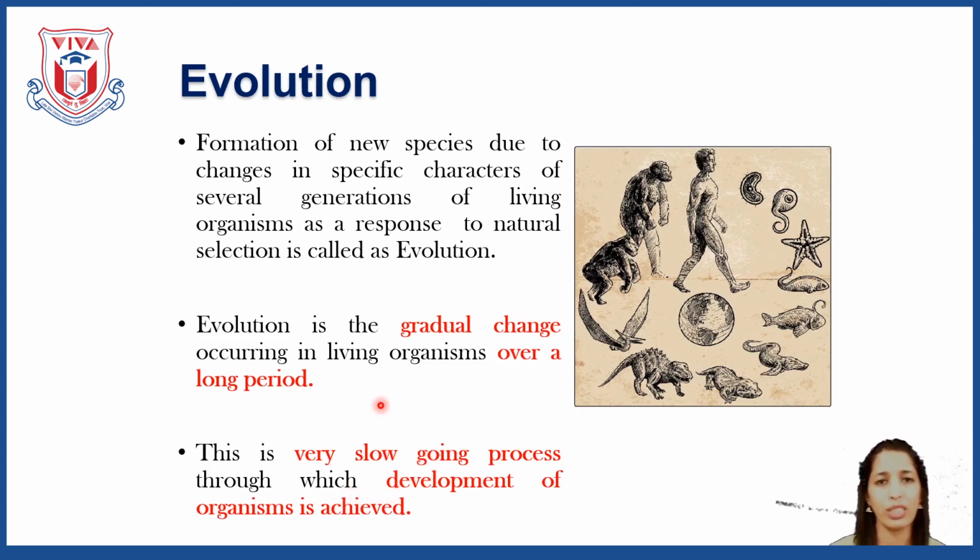Now, when we talk about human evolution, we know that we are evolved from the apes or the monkeys. So we can see the difference between the monkey and ourselves. We can find that there are changes, but these changes have occurred over the long period. So gradual changes occurring in living organisms over the long period is called evolution.